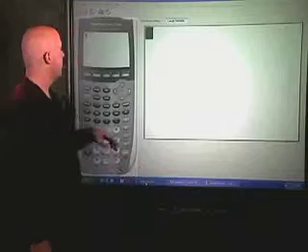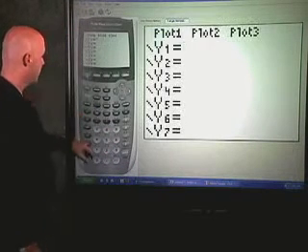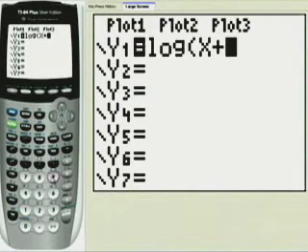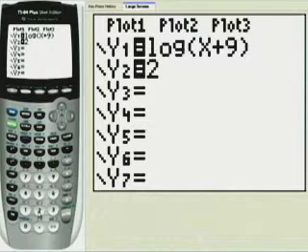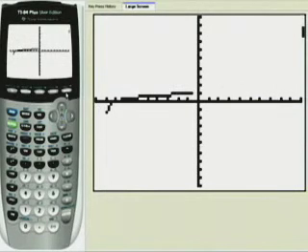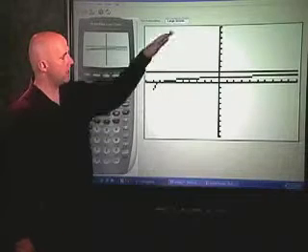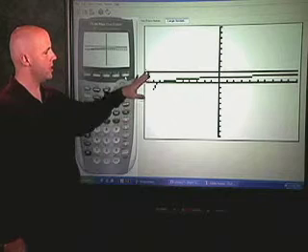We go to our graphing calculator. In y1, we're going to enter log base 10 of x plus 9, close parentheses, enter, and in y2 we enter the constant 2 as the right side of our equation. We're going to graph that using our standard viewing window, which is minus 10 to 10 in both x and y. And we're looking for the intersection point.